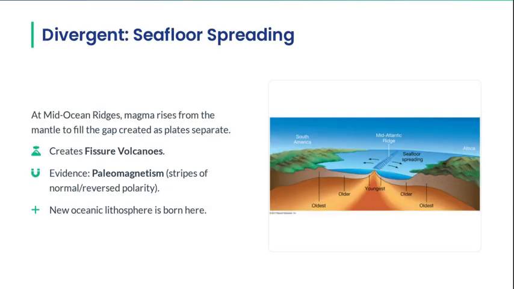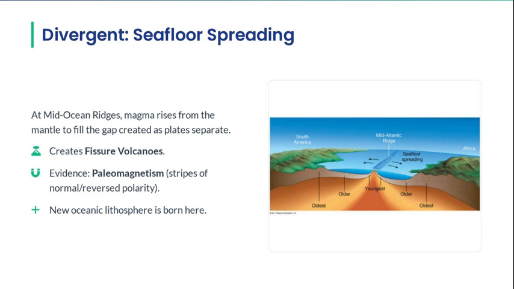Okay, so we have divergent, which is sea floor spreading right here, as you can see. At mid-ocean ridges, magma rises from the mantle to fill the gaps created as plates separate, and this creates volcanoes. And evidence for it is like the paleomagnetism, which is strips of normal or reverse polarity, and this is new oceanic lithosphere is born here, and that's how that's created.